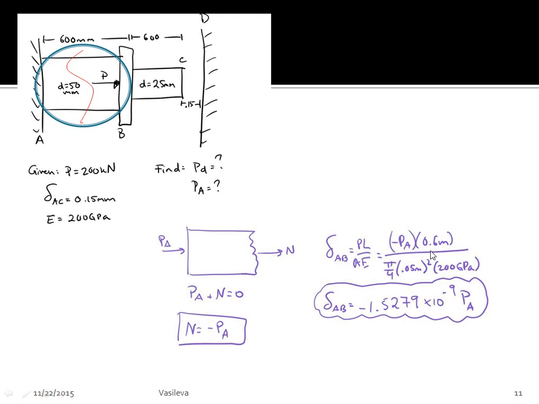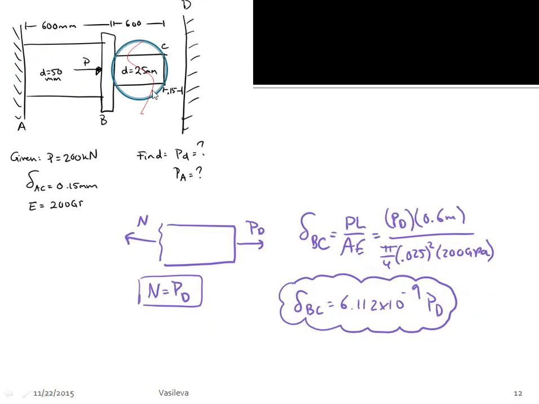So negative PA times the length, which is 600 millimeters, over the area, which is pi over 4 d squared, times E, which is just 200 gigapascals. And once you solve everything, make sure you account for the fact that this is gigapascals, so times 10 to the 9th. You end up with AB equals negative 1.527 times 10 to the negative 9 PA. So we have our unknown PA right here.